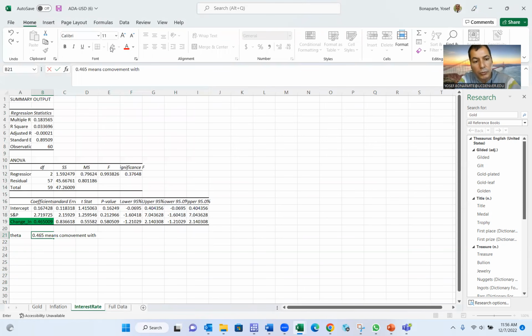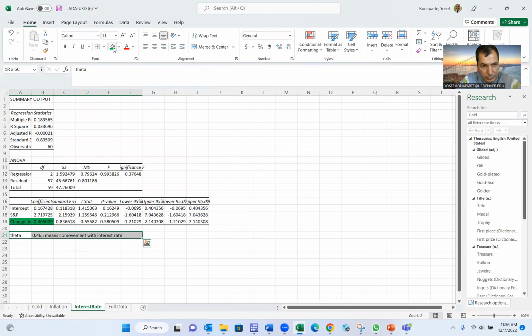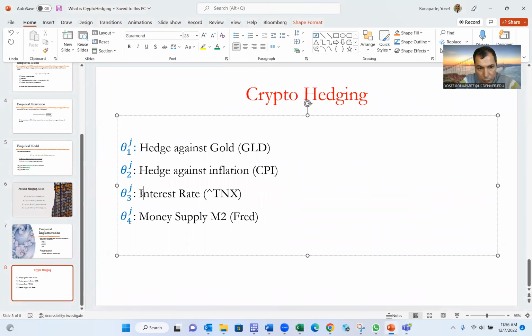movement with interest rate. Like when the interest rate goes up, Cardano goes up. So be careful here. This is important because when the rate goes up, Cardano goes up, which means if you think the Federal Reserve is going to continue to raise the rate, then you should buy Cardano.